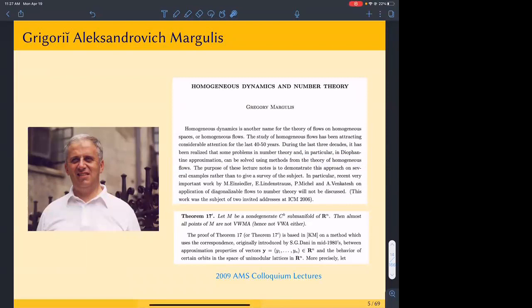And then a few pages down, this was actually 3 lectures. The notes are available at this link. They're beautiful. I strongly encourage you to download them. And then a few paragraphs down, he talks about this amazing work with Dima, where they prove the Baker-Sprindzuk conjecture. And I want to point out that the proof of theorem 17, which is stated here, is based on Kleinbock-Margulis, a method which uses the correspondence originally introduced by Dani in the mid-1980s between approximation properties of vectors and the behavior of certain orbits in the space of unimodular lattices in R^n.